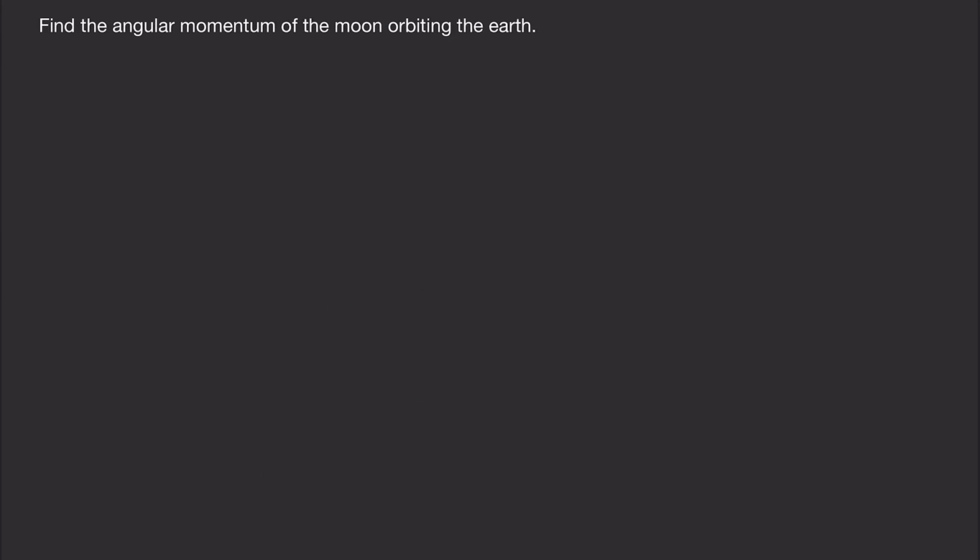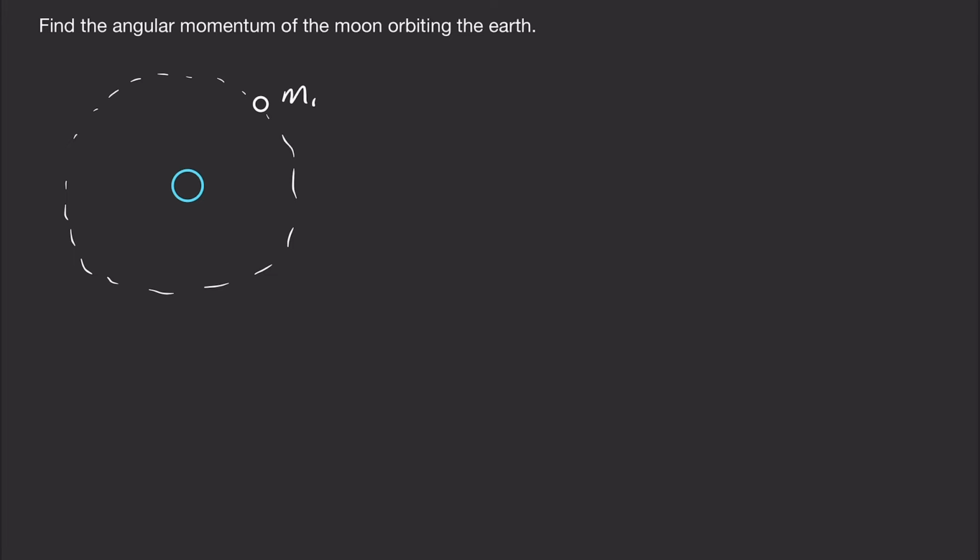The next problem, we're going to find the angular momentum of the moon orbiting the Earth. So we have the Earth, it's a square, not a circle, and then we're going to have the moon, and again, circle, and it's going to be orbiting the Earth.